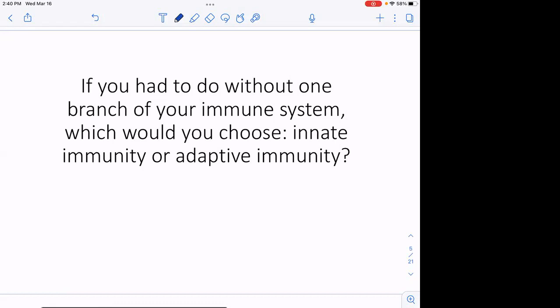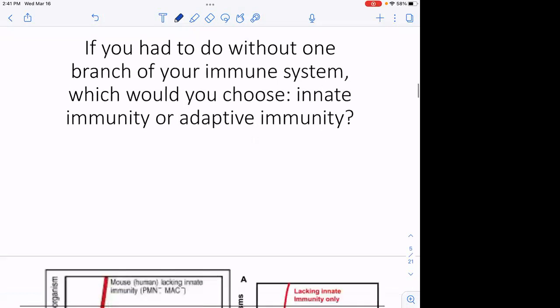All right, so I hear some mumblings each way. It turns out that you would likely live longer if you did without your adaptive immunity. So you want your innate, because lower vertebrates only have innate immunity and don't have adaptive. So that might have helped you if you knew that.